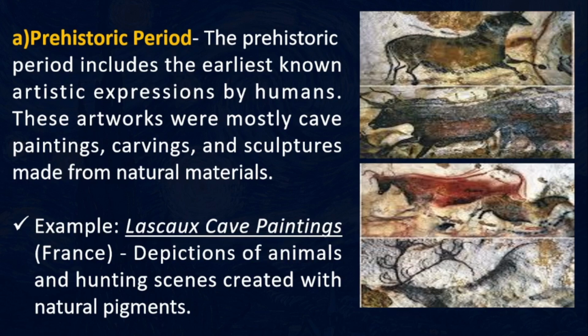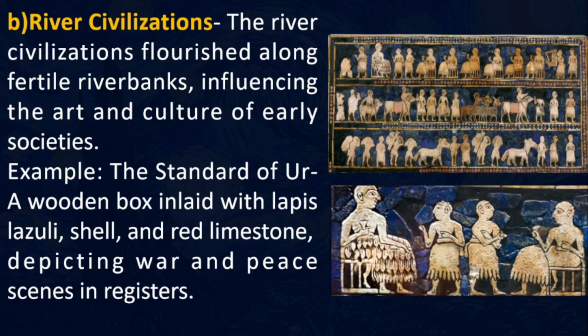A. Prehistoric period. The prehistoric period includes the earliest known artistic expressions by humans. These artworks were mostly cave paintings, carvings, and sculptures made from natural materials. Example, Lascaux cave paintings, France. These intricate cave paintings depict animals, such as bison, deer, and horses, created using natural pigments like charcoal and ochre. They showcase early humans' deep connection to their environment and reliance on hunting for survival. The artworks also suggest early forms of storytelling and spiritual practices.